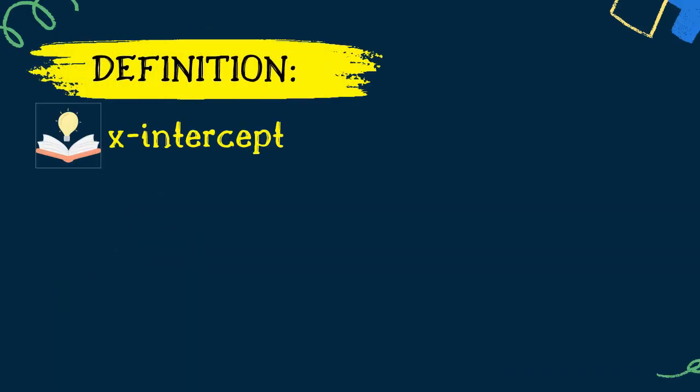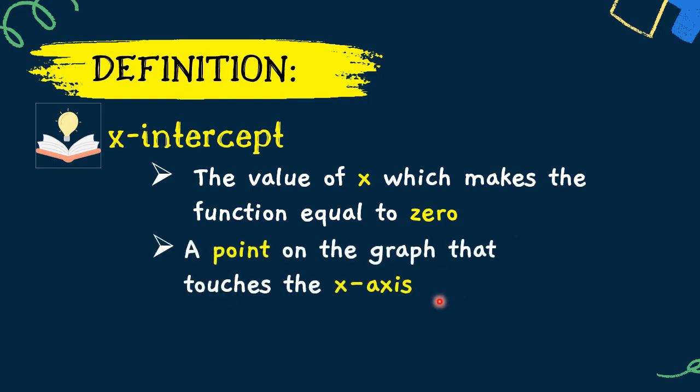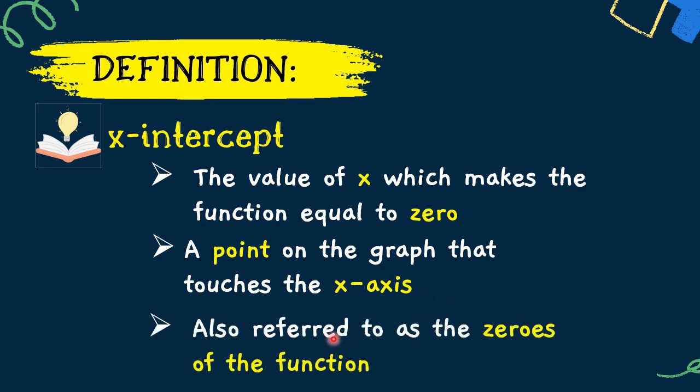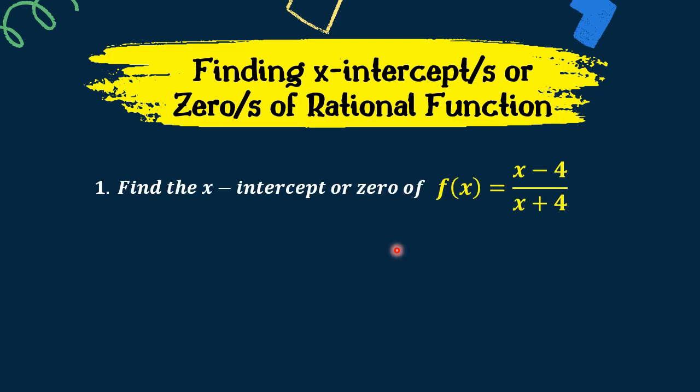So what is an x-intercept? An x-intercept is the value of x which makes the function equal to 0. It is also a point on the graph that touches the x-axis, and it is also referred to as the zero or zeros of the rational function. So how do we find the x-intercept or the zero of the rational function? We have here in example number 1 the f of x which is equal to x minus 4 divided by x plus 4, and we are going to find its x-intercept or zero.